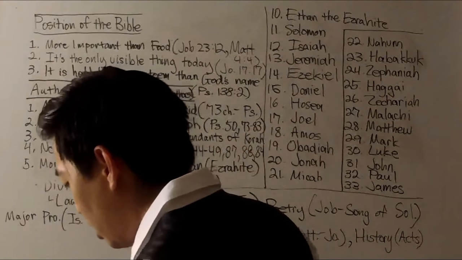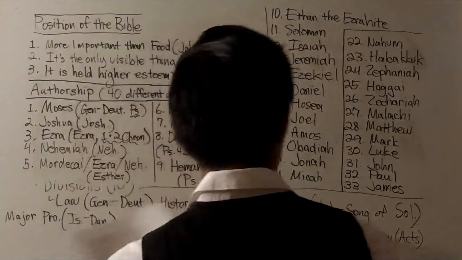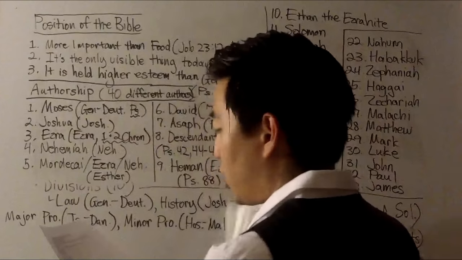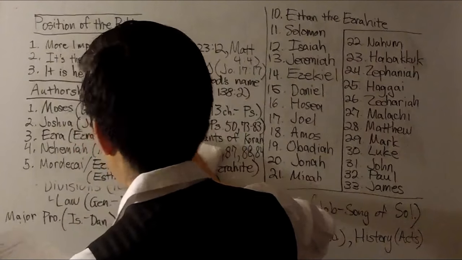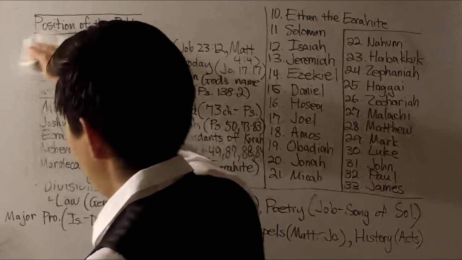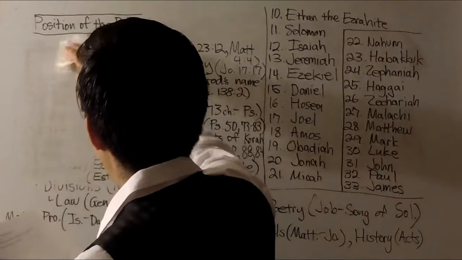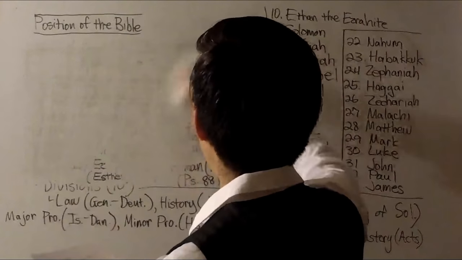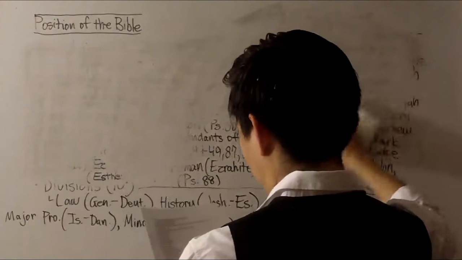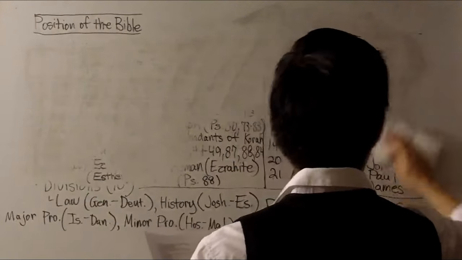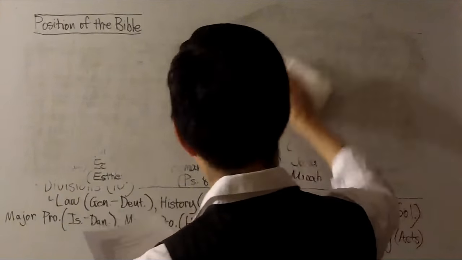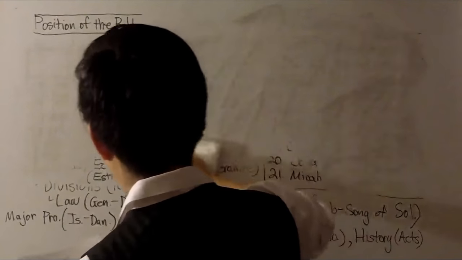Now, for Paul, let me go backwards here. So James wrote the book of James. We know that. John, you already know. Paul, the books that he wrote is going to be a lot. He wrote Romans, 1st and 2nd Corinthians. He also wrote Galatians, Ephesians, Philippians, Colossians, 1st and 2nd Thessalonians, 1st and 2nd Timothy, Titus, Philemon, Hebrews. So that's approximately 13. And with Hebrews, we put a question mark.